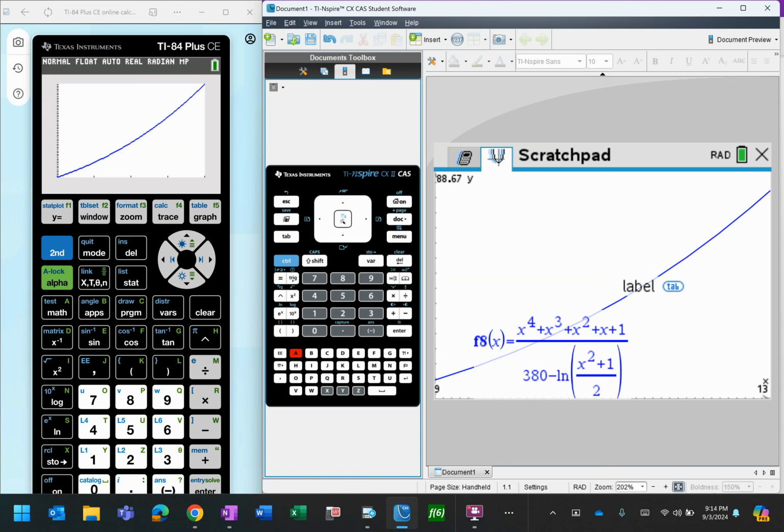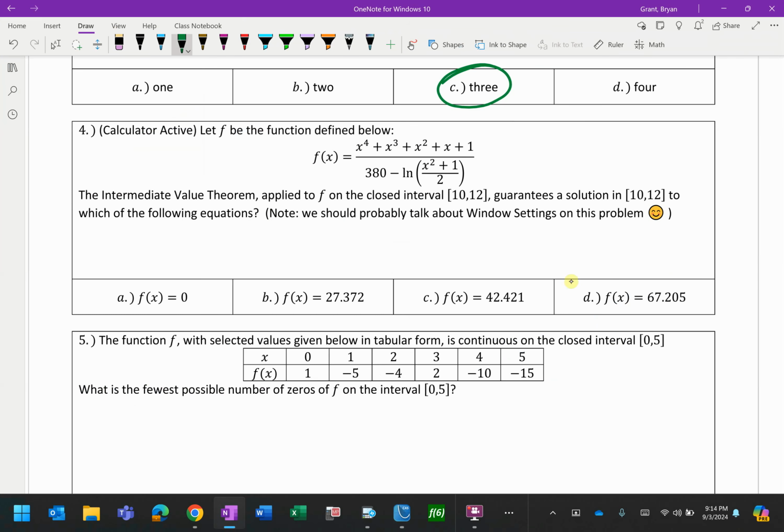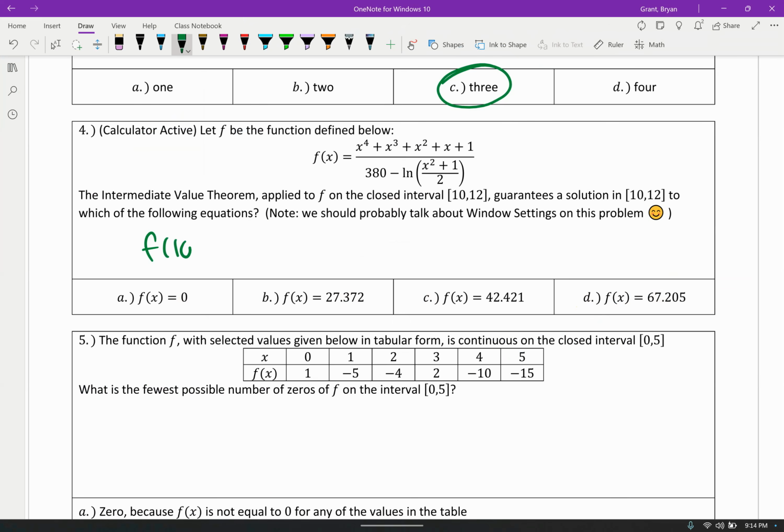Especially because if we look back at the equation, they give us 4 y values, and these 4 y values here don't give an option of you can't use the IVT. So I'm pretty sure we can assume that this is continuous. But now let's look at these 4 y values, 0, 27, 42, and 67. What they really want us to do is they want us to find f of 10 and f of 12 and see which of those y values is between them. And that's pretty easy to do. I'll show you in just a second.